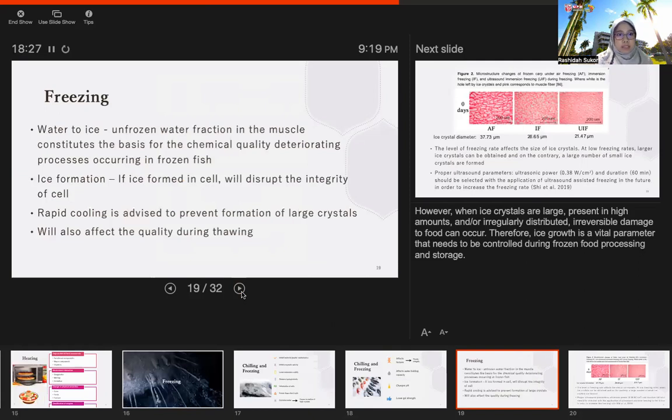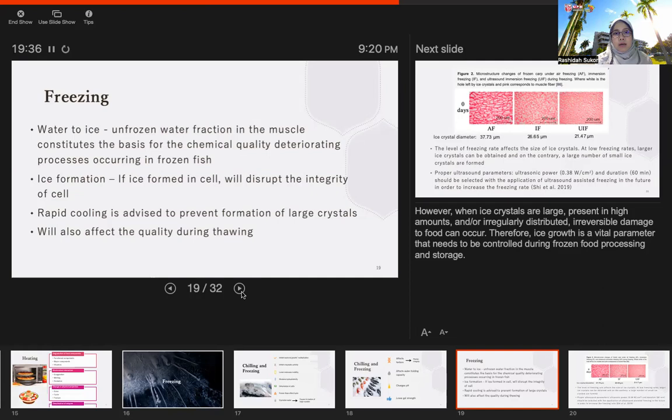All right, then freezing. Freezing is actually the water forming ice, right? And the unfrozen water fraction in the muscle constitutes the basis for the chemical quality deteriorating process occurring in the frozen fish. And if ice is formed in the cell, it will disrupt the integrity of the cell. Like I mentioned, some of the ice that forms is actually large crystals, and large crystals will disrupt the cell integrity. One way to prevent the formation of large crystals is to use rapid cooling. That means you cool the food commodities or food products first before you freeze them. Freezing will also affect the quality during thawing.